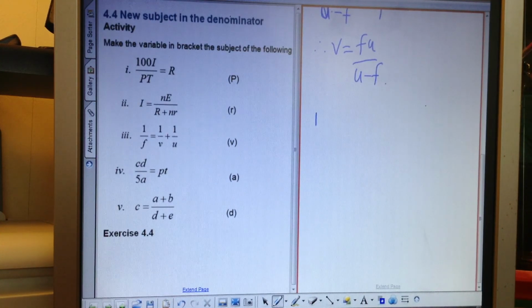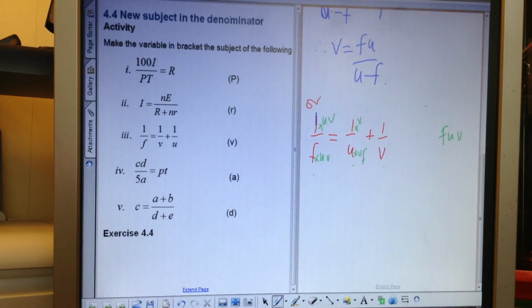we have 1 over F equals 1 over U add 1 over V. If I consider all the fractions together, the 3 fractions, the LCM will be FUV. So I can aim at getting FUV. So I multiply here by UV and multiply here by UV. Then over here multiply by VF, multiply here by VF, multiply here by UF and multiply here by UF.